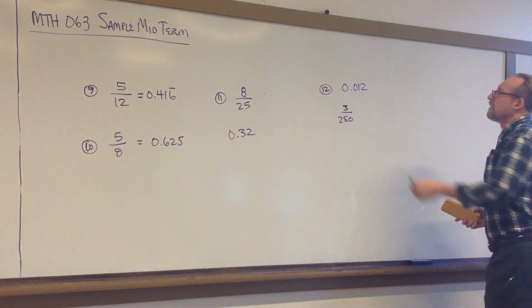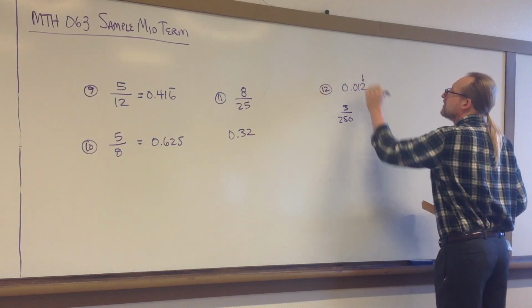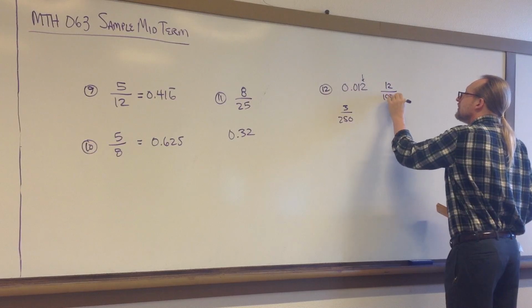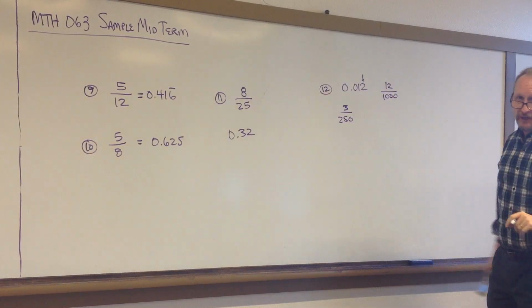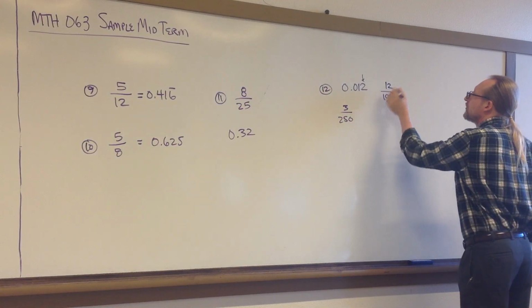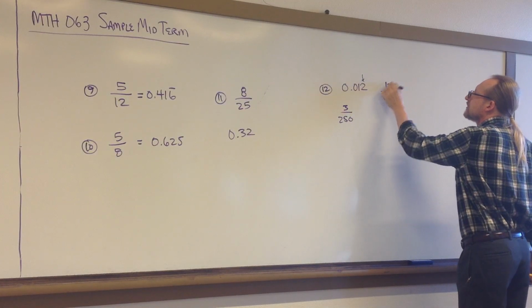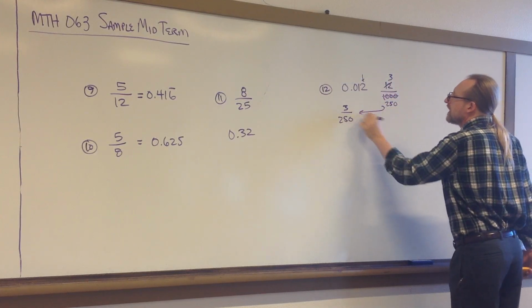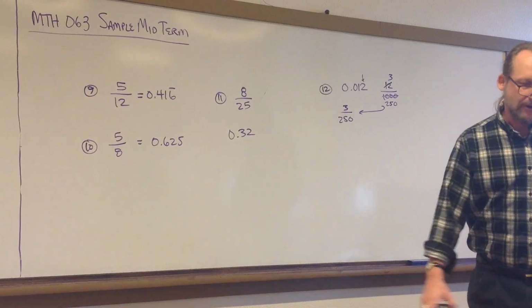So without a calculator, what you would do is pick out the place value. This 2 is in the thousandths place. And so this decimal is 12 over 1,000. And then it gets reduced. You divide these both by 4, right? 4 goes into 12 3 times, 4 goes into 1,000 250 times, and that's how we get our fraction expression there.